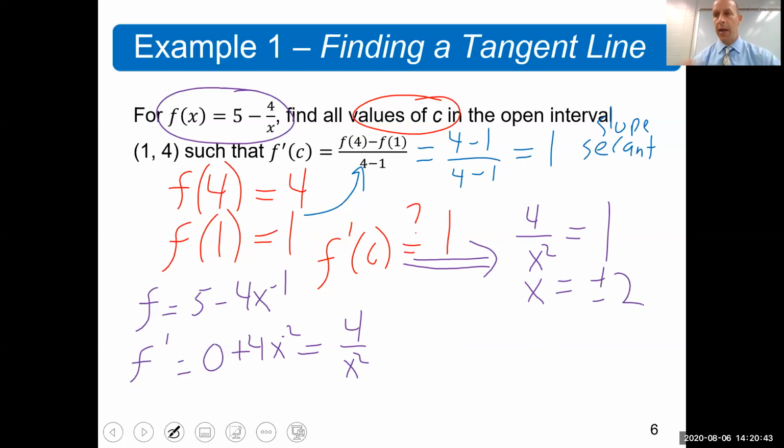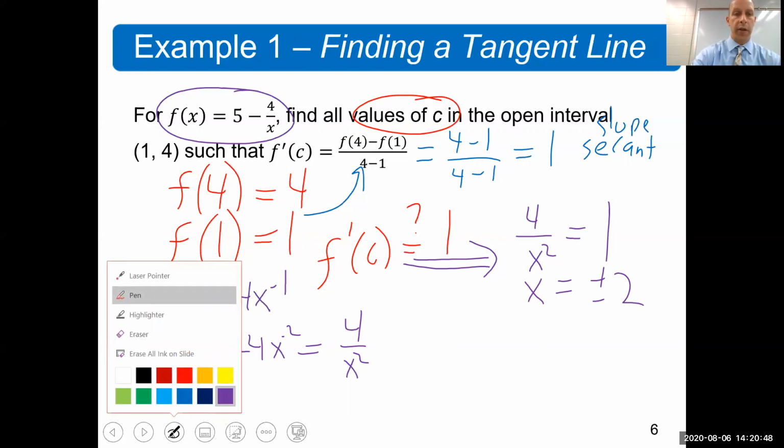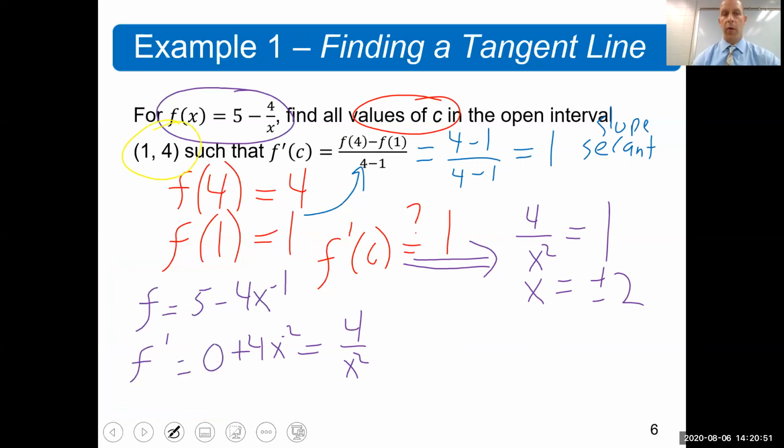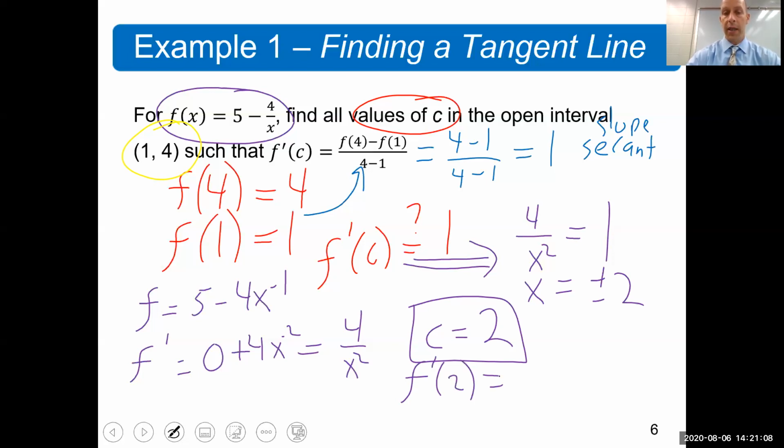Now, you might be tempted to say that the answer is plus or minus 2, but remember, we've restricted ourselves to the interval from 1 to 4, so it can't be negative. So our final answer here is c is equal to 2. So I claim that f prime of 2 is equal to 1, and I hope that you can figure out when you plug that in there that that is indeed true. So that is the mean value theorem example.